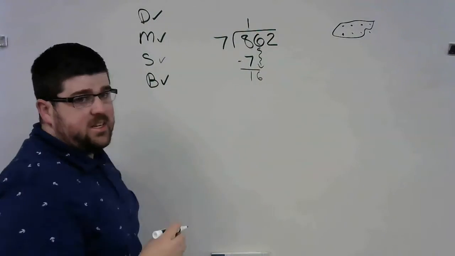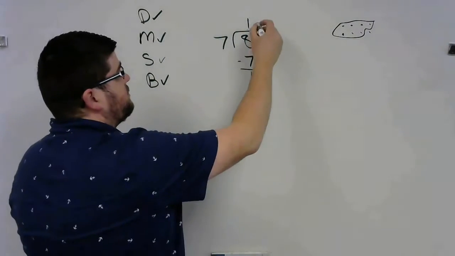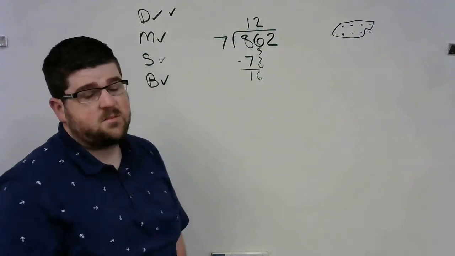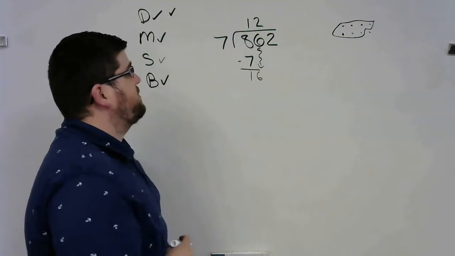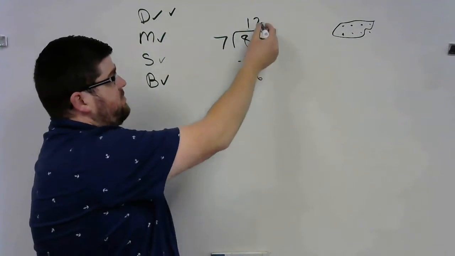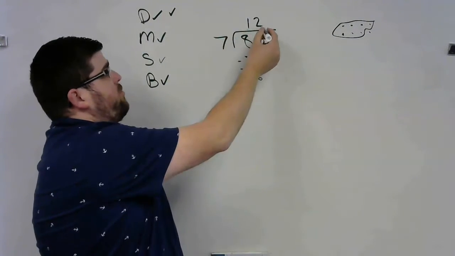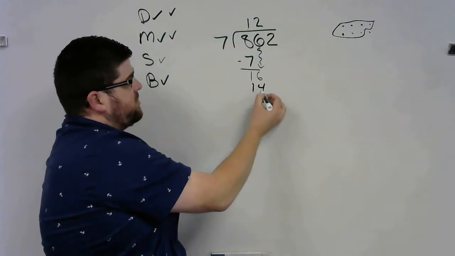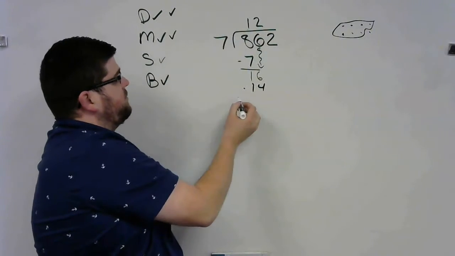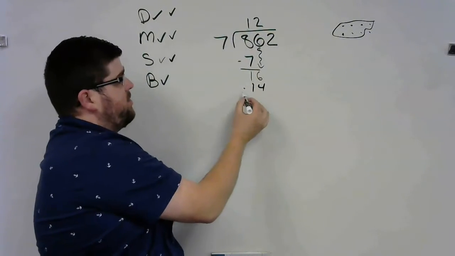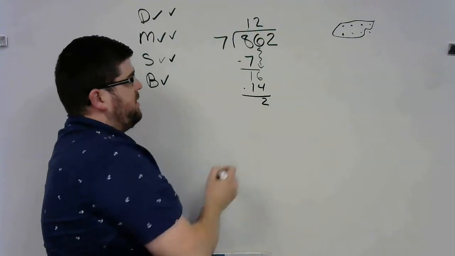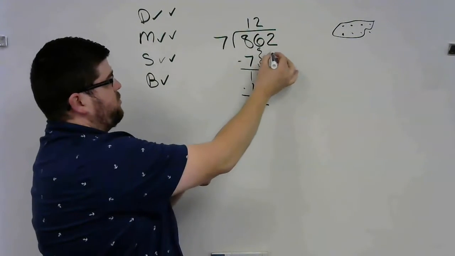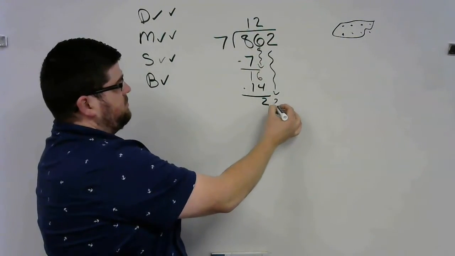7 goes into 16 twice. So that's my divide step. Or that's 7 goes into 16 2 times. Then I multiply: 2 times 7 equals 14. My next step is to subtract. 16 minus 14 equals 2. And then my next step is to bring down this 2.